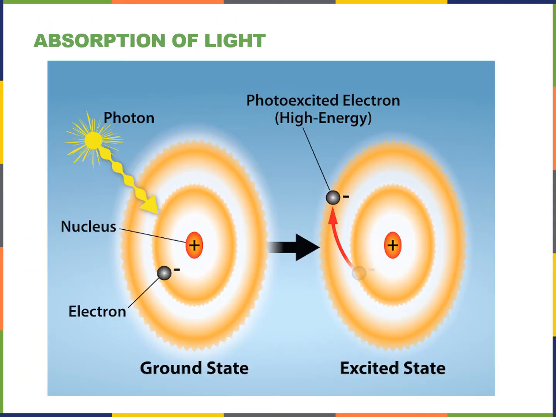Now let's talk about how absorption of light actually happens. This happens when light energy excites electrons. When a photon of light energy interacts with an electron, the electron may absorb the energy and jump from its lowest energy ground state to an excited state. And that's exactly what you see in the picture here. You see the electron interacting with the photon, and it goes from the ground state to its excited state. The electron goes to this high energy state because it is photoexcited by the photon.